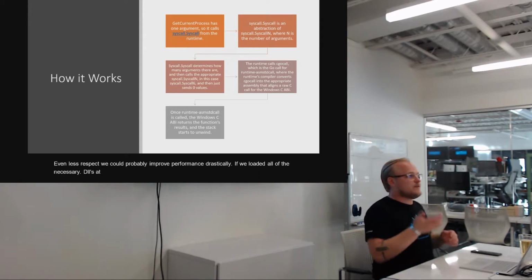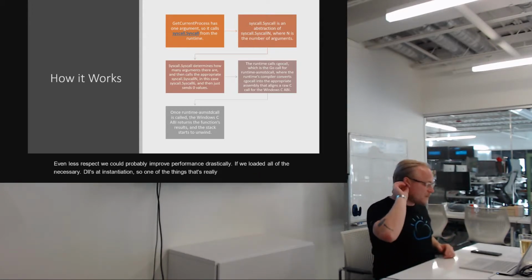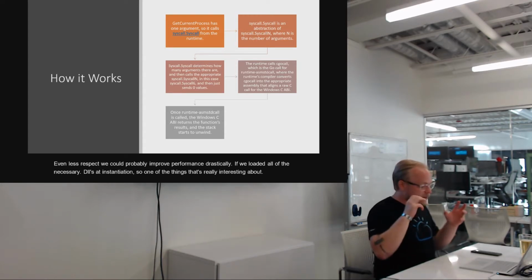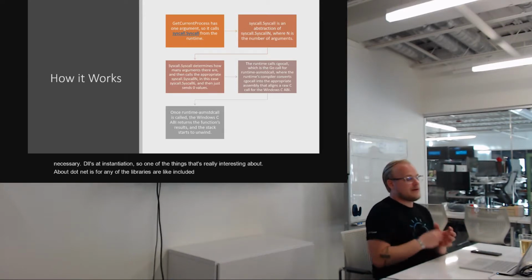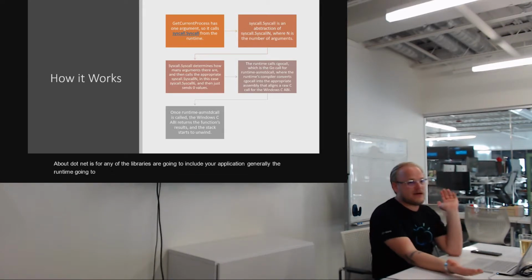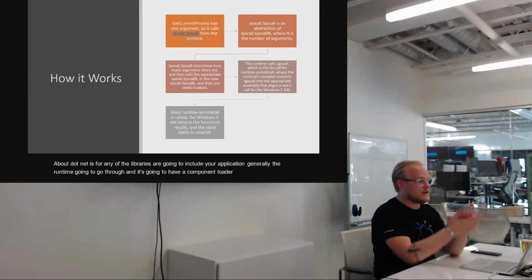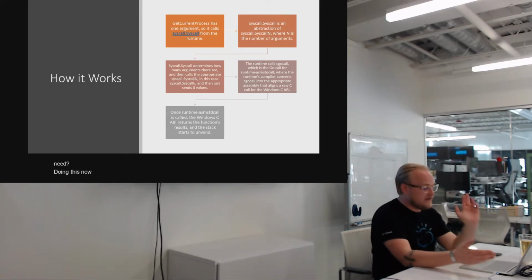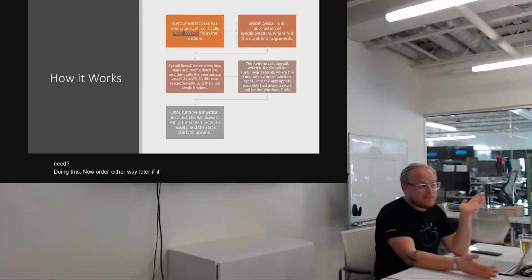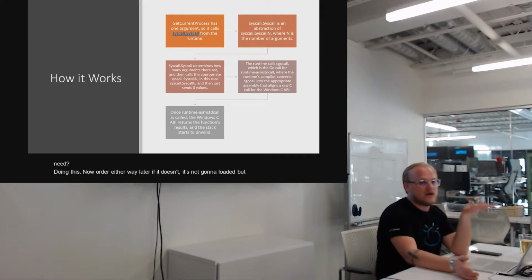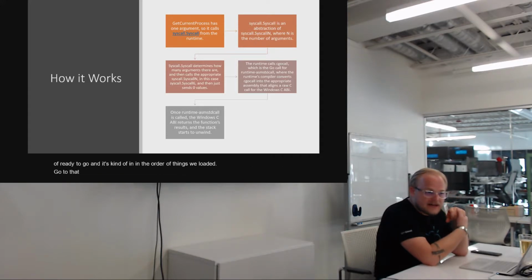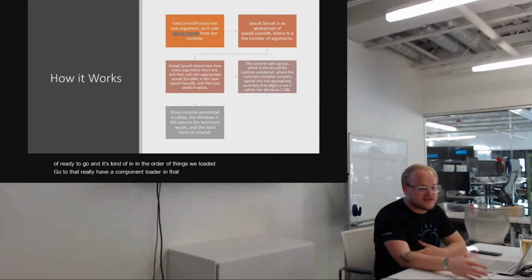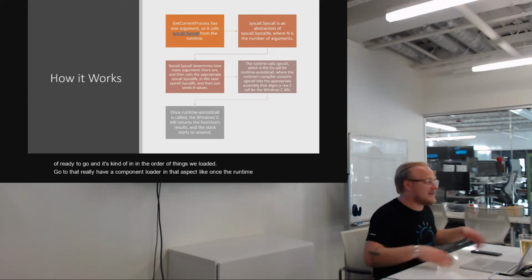One of the things that's really interesting about .NET is that for any of the libraries that you include with your application, generally the runtime is going to go through and have a component loader, and it'll say, do we need this now, or do I need this way later? If it doesn't need it now, it's not going to load it, but it'll still have it kind of ready to go, in the order of things to be loaded. Go doesn't really have a component loader in that aspect. Once the runtime instantiates, you're ready to go. It doesn't allocate anything until it gets there.